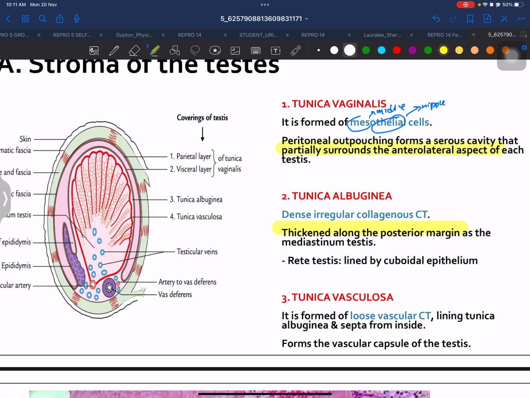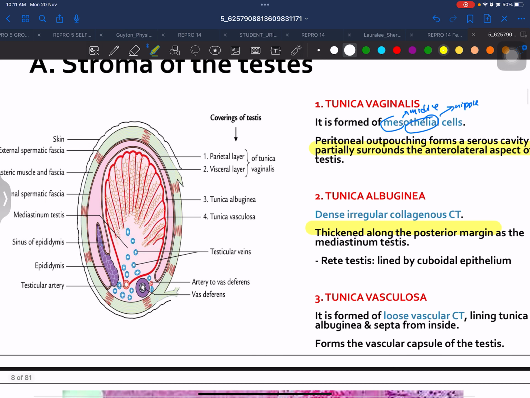At the tunica albuginea, we have the rete testis. The rete testis is here. The rete testis is lined by cuboidal epithelium. Nanti kita akan tengok the histology features.